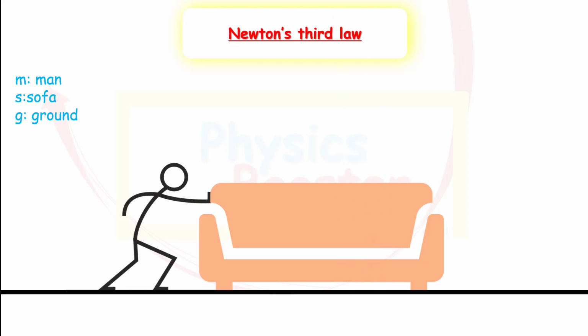Can somebody see another example here? Yes, you're going to say that the man is trying to push the sofa with a force called force MS because it's from the man to the sofa, and we know that this will apply a force in the opposite direction, and it's called force SM, sofa to man. Okay, so every action has a reaction that's equal in magnitude and opposite in direction, and this way we have covered Newton's three laws. In the next videos we will be solving some problems, so stay tuned.